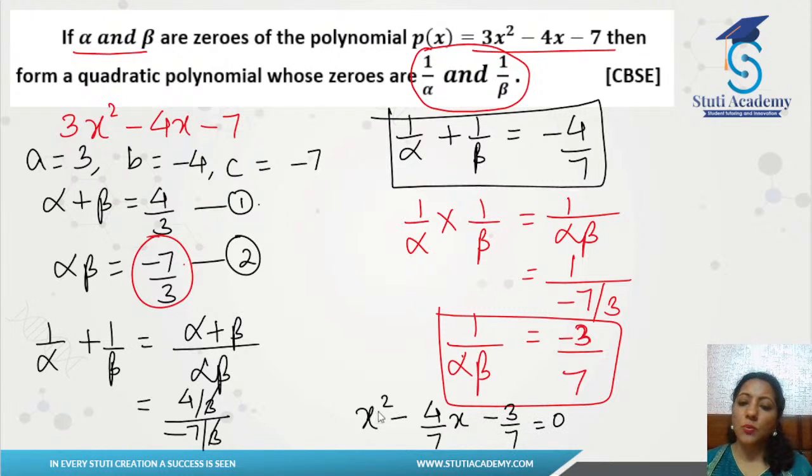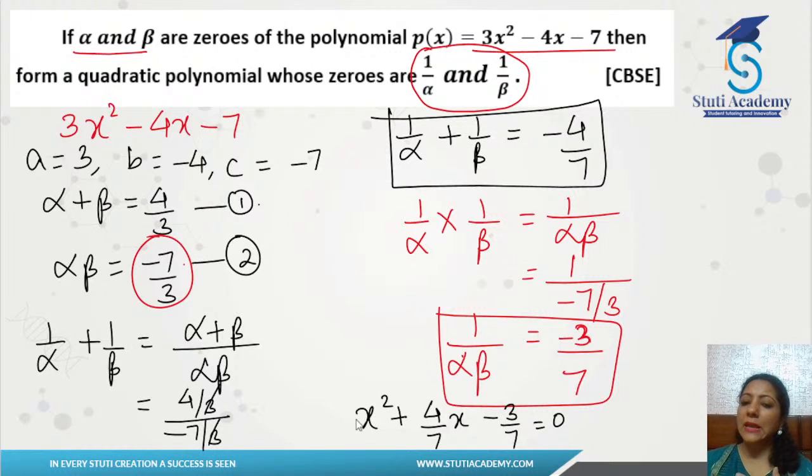So it is x square minus sum of the zeros. So this would be plus actually, because the sum of the zeros is minus 4 by 7. So it's minus, minus 4 by 7. So x square plus 4 by 7x plus the product of the zeros. It's plus the product of zeros, so it's actually minus 3 by 7.